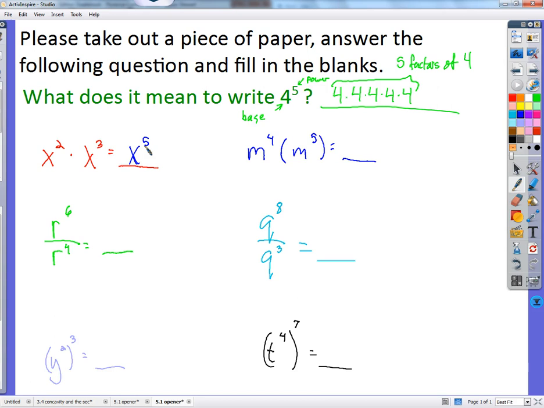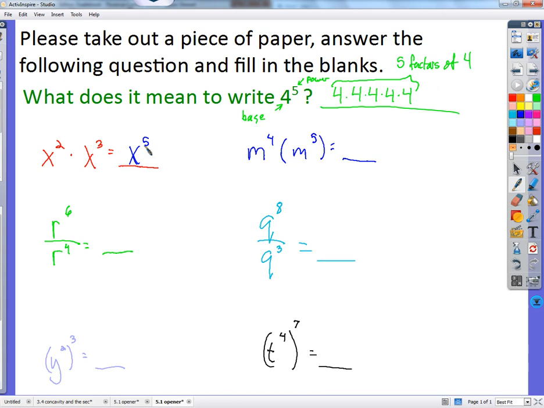I guess what I'm saying is, if you felt like x to the sixth was it, you're not alone. Lots and lots of people feel like it's x to the sixth, because they're forgetting. They're relying on their memory. Your memory is terrible. Do not rely on memories. Why is it x to the fifth and not x to the sixth? Can we justify this being x to the fifth?